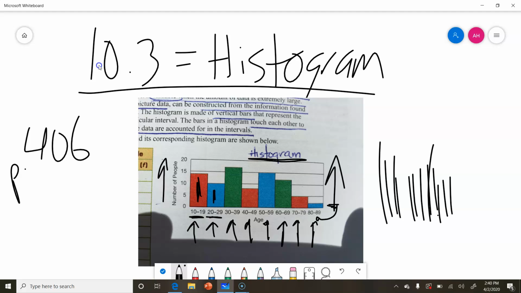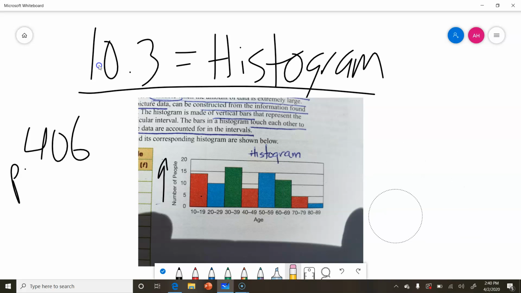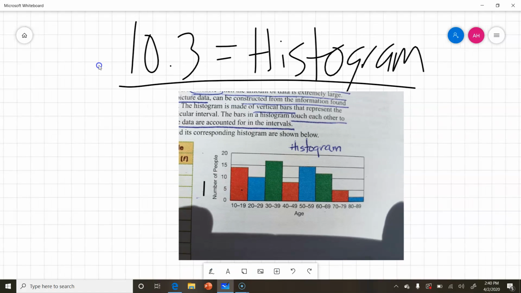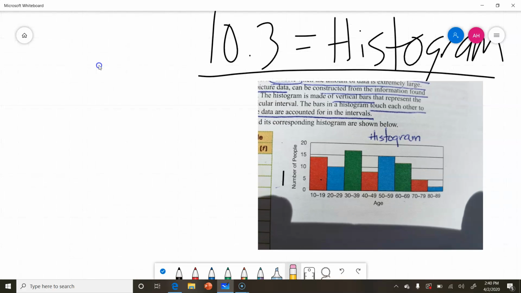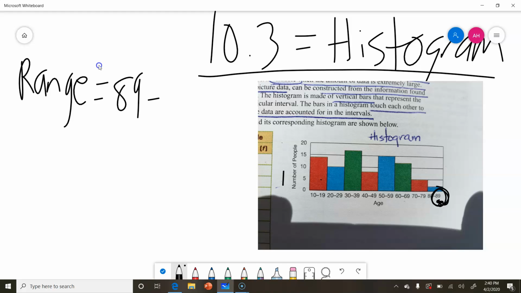Now, the cool part about this is that sometimes when we want to look at something like this, we can still do our normal stuff with a histogram. So let's say we want to look at the range of this histogram. Well, the range is just equal to this. Everybody look down here at the histogram. This right here, that 89, that's the highest, right? Just like we normally find range. And what's our lowest? Right there, the 10. So our range equals 79.